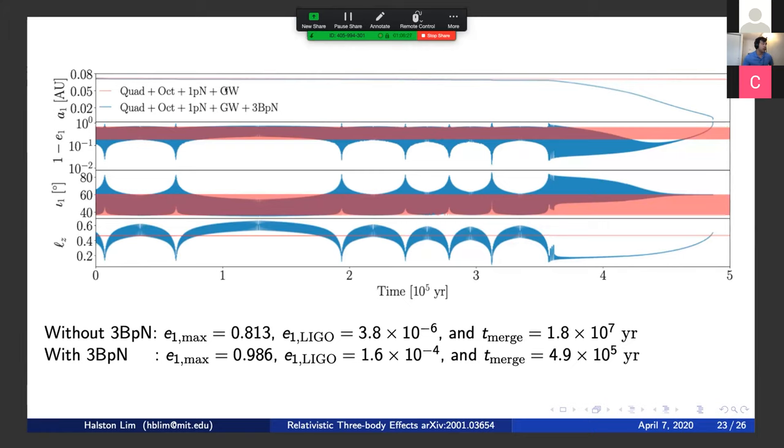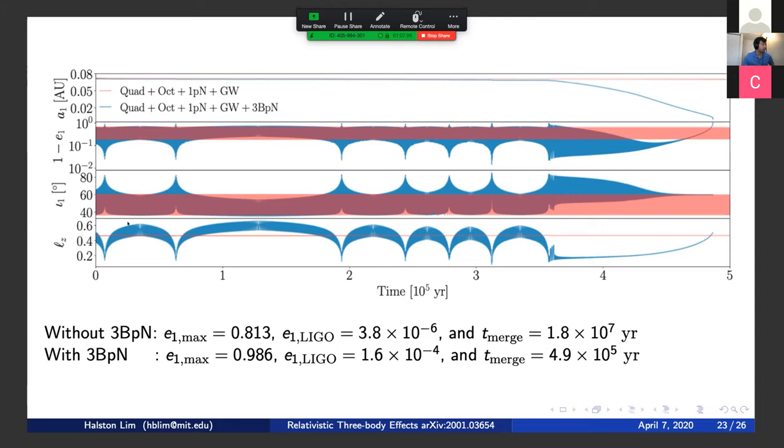So this is just one case. The red trajectory shows what happens if you include the cosi through octupole order, the 1PN precession, and the gravitational wave emission. This trajectory will eventually merge, but I decided to cut the window because it turns out if you add the three-body PN effects, the system merges a lot faster. Not only that, the maximum eccentricity reached, that's the maximum eccentricity globally, and also the eccentricity entering the LIGO band at 10 hertz, is greater.